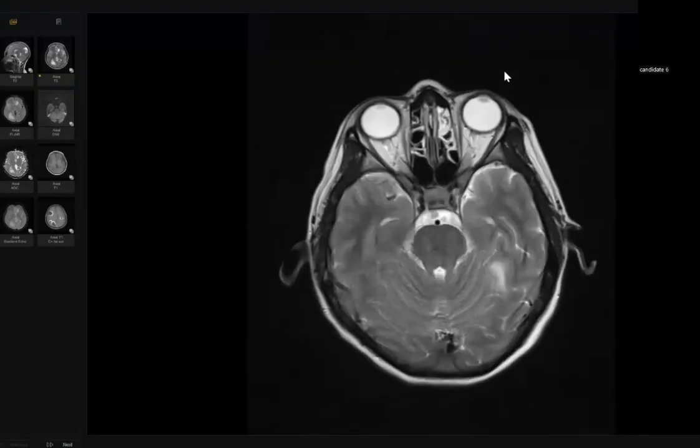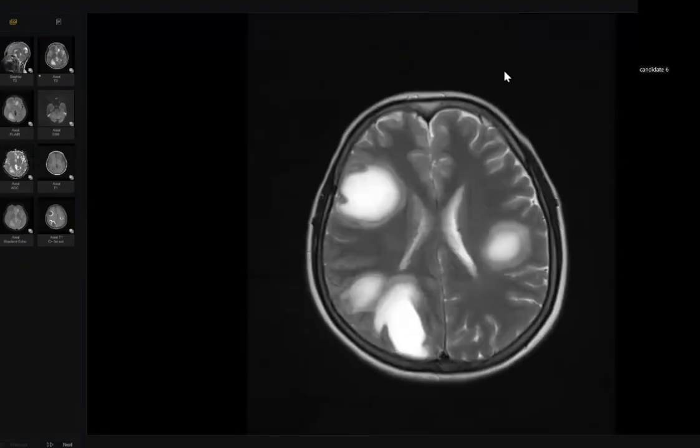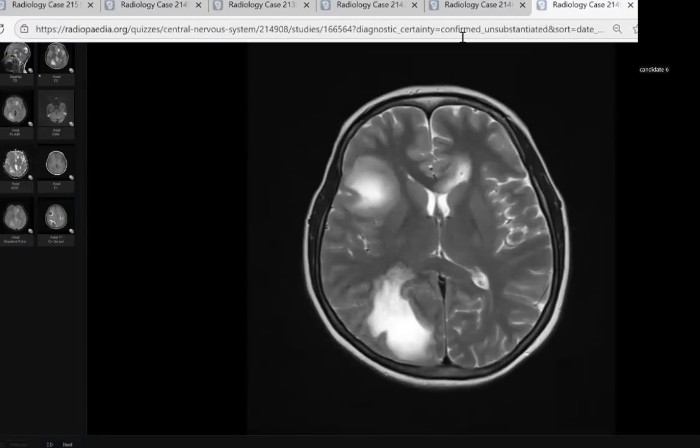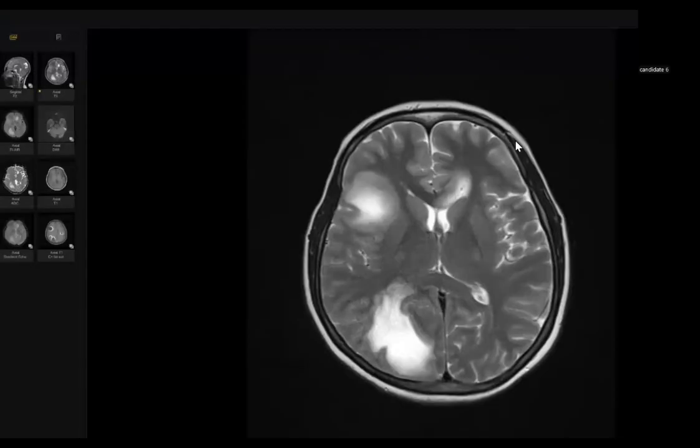So here I can see bilateral signal abnormalities which are high T2. The largest one is in the right side frontal region, and all of these lesions appear to be intra-axial. However, I can't see the screen, the images. Yes, now I can see.